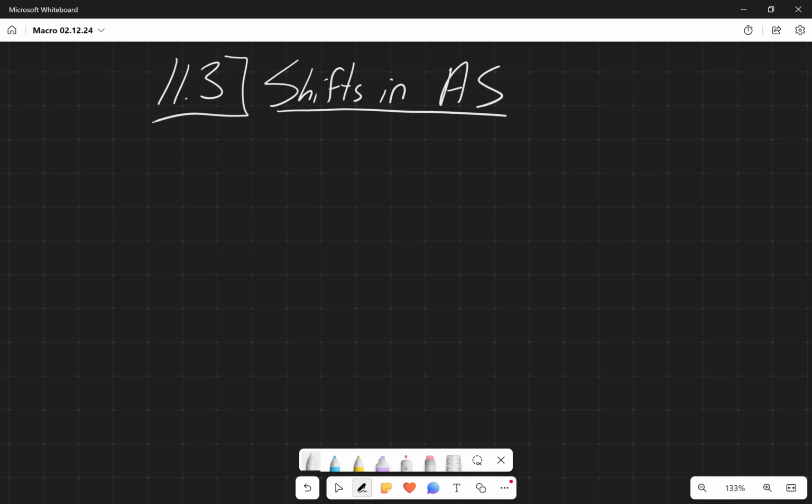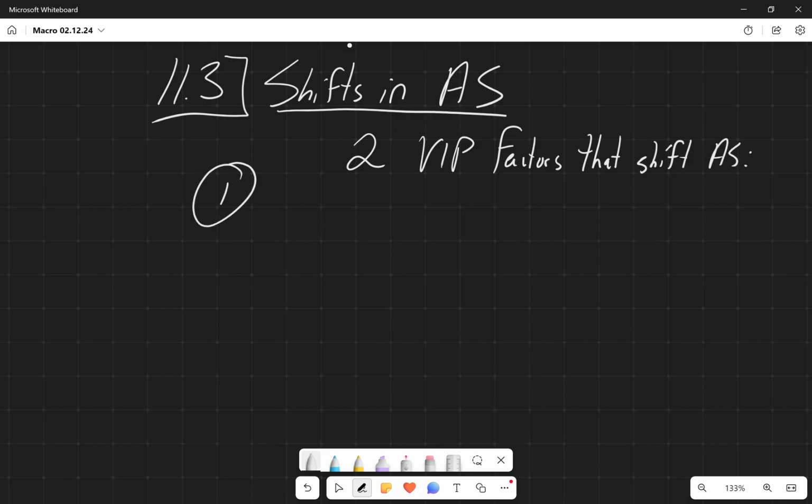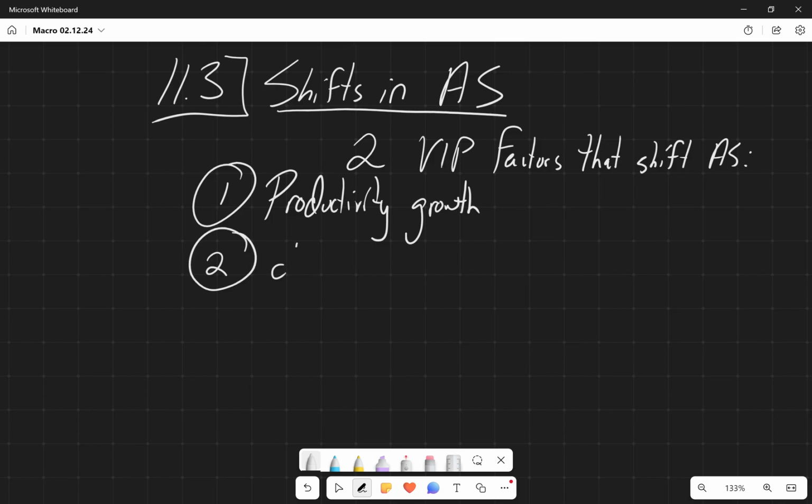So 11.3 details what shifts aggregate supply, right? Just like with regular demand and supply, we have shifters of aggregate demand and aggregate supply. And so two of the most important factors that shift the aggregate supply curve are, the first one is productivity growth, and the second one is a change in either your input prices or input availability.